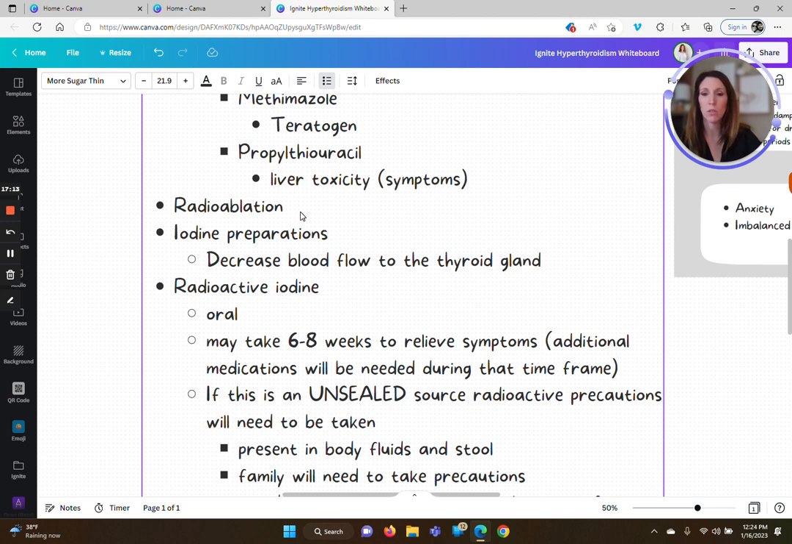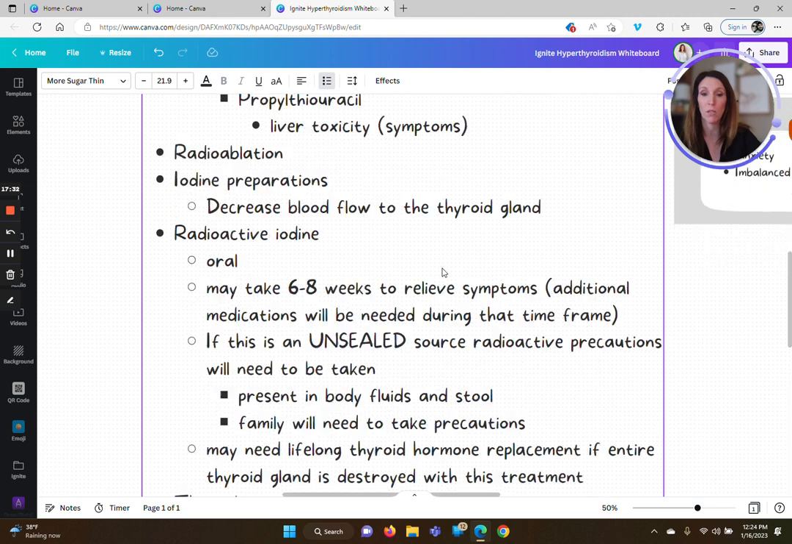Radio ablation, so they go in there and ablate portions of the thyroid, which is just kind of like burning little areas, so maybe they will stop producing some of this abnormal amount of the hormone. Iodine preparation, so they give these doses of iodine which can decrease blood flow to the thyroid gland and kind of stop it from producing so much thyroid hormone.